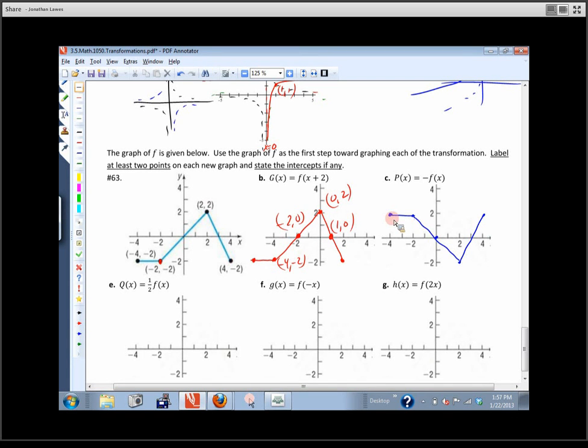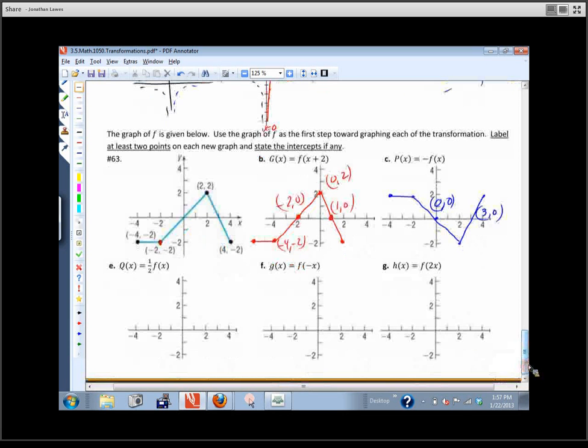Does it look like the same shape, just been flipped? Hopefully. Again, if I label the intercepts, in this case only x-intercepts, I'll have 2 points that we labeled, and I'll have the intercepts indicated there. Any questions? Sure.